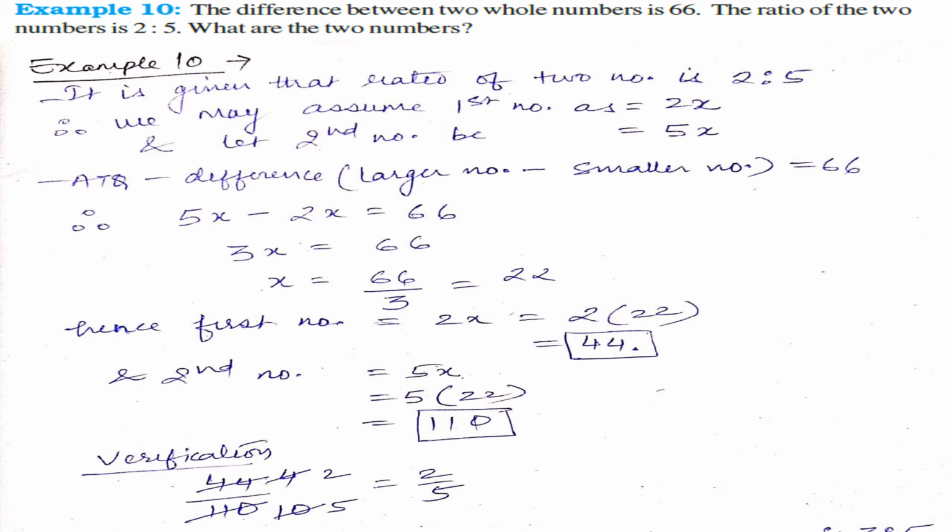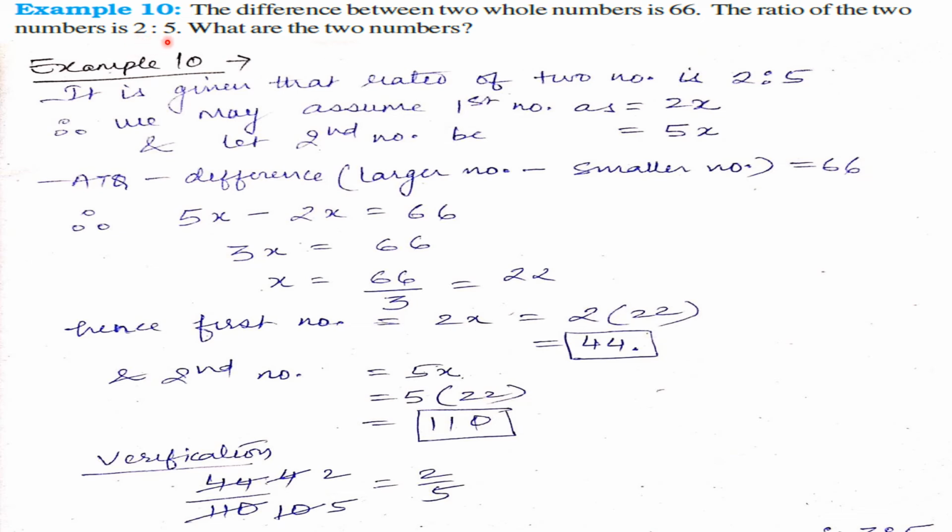Example number 10. The difference between two whole numbers is 66. So whole numbers we all know are starting from 0. So we know a property of these two numbers, that is their difference is 66. Then it is saying the ratio of two numbers is 2:5. What are the two numbers? Now, first take a hint from this one. The ratio of two numbers is 2:5.